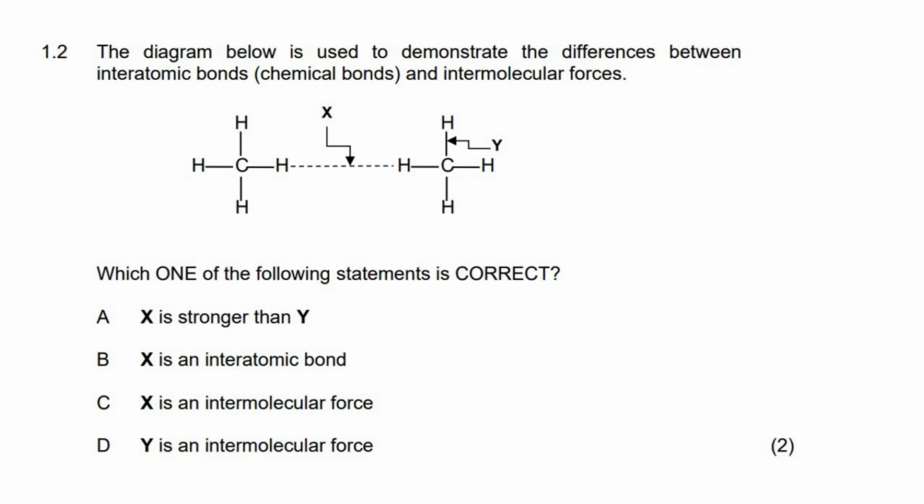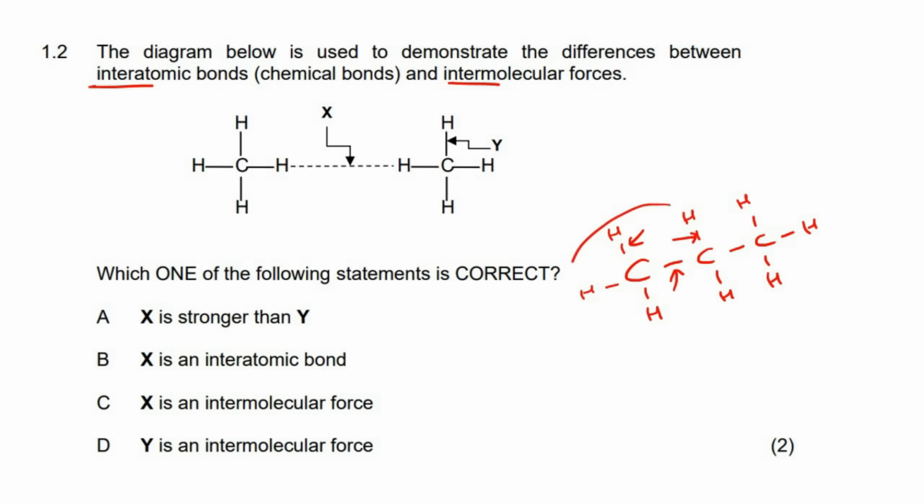The diagram below is used to demonstrate the difference between interatomic and intermolecular. Okay, this is a good question because a lot of learners get confused. So let's say we have a molecule like this. Now this is one molecule. Now these bonds over here, they are keeping the molecule together. They are inside this molecule. So they are called interatomic, or another name is intramolecular.